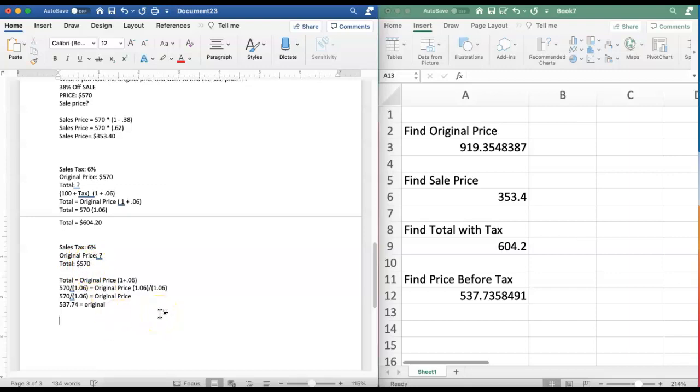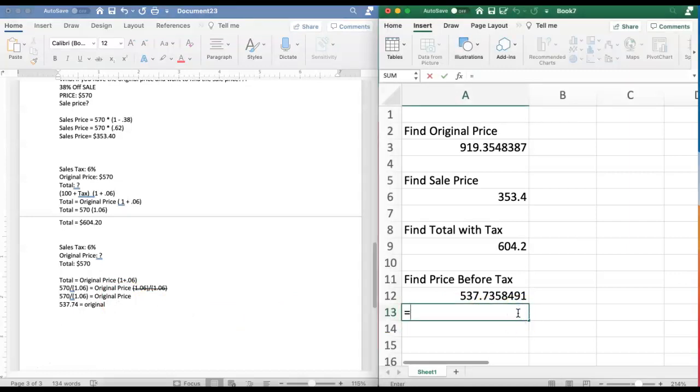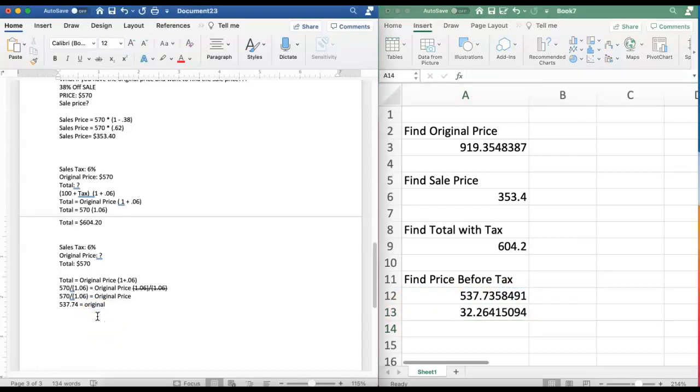Now, I could take this a step further, just out of curiosity, and take the 570, subtract what the original price was, and that would tell me how much went to the sales tax. I'm going to go ahead and do that over here in Excel just because we can. So we're going to do equals 570 and subtract this cell by one left click, press enter, and that tells me that I ended up paying $32.26 towards the sales tax, just because we can do that. And I think it's fascinating.